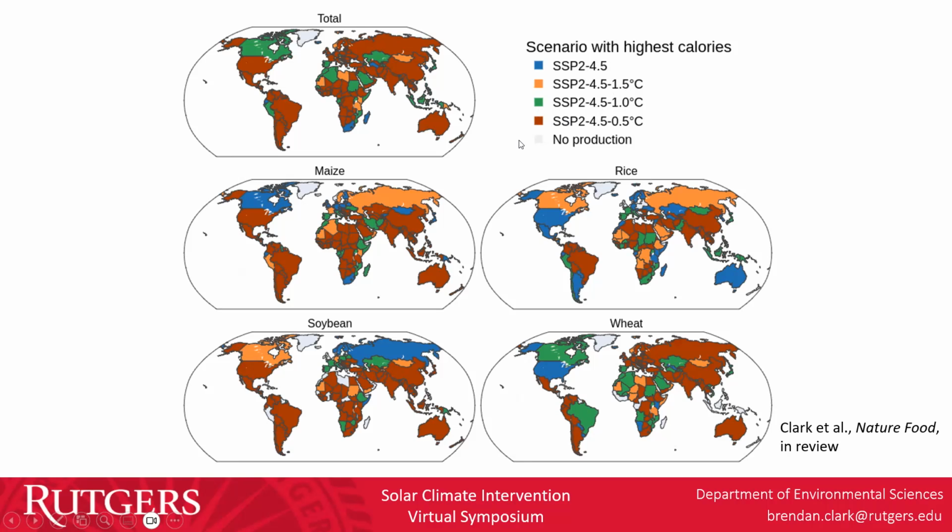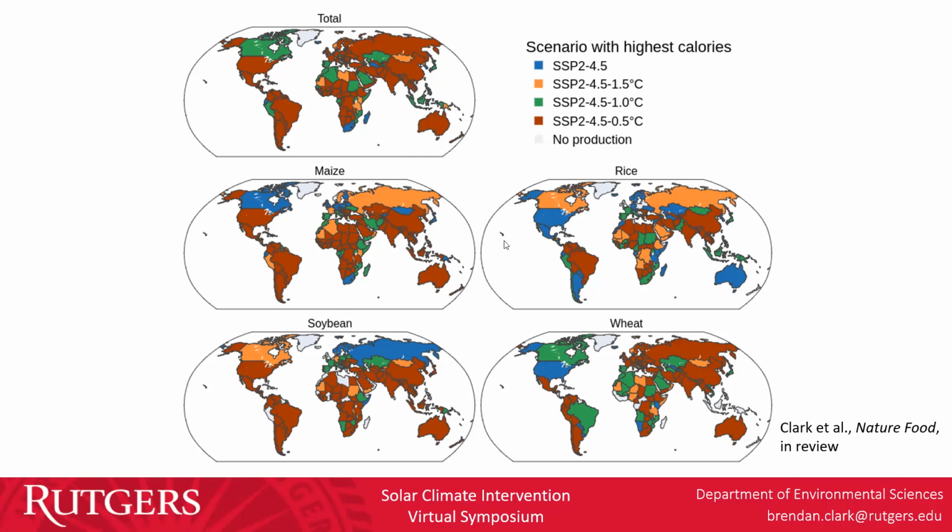And so looking quickly, you can see most nations tend to prefer this large level of SAI, going all the way down to 0.5 degree above pre-industrial, but certainly not all of them would prefer that scenario. So there's plenty of countries that would prefer 1 degree or 1.5 degrees, or even no SAI at all. So they prefer climate change.